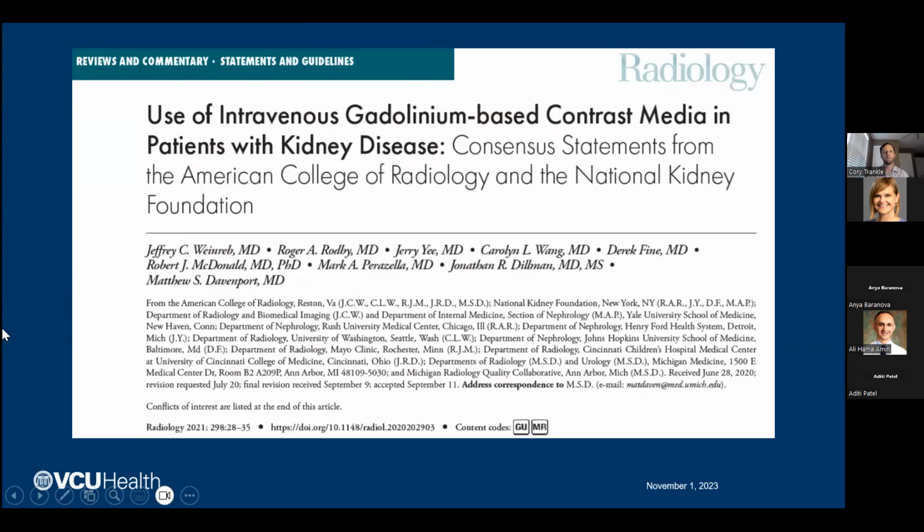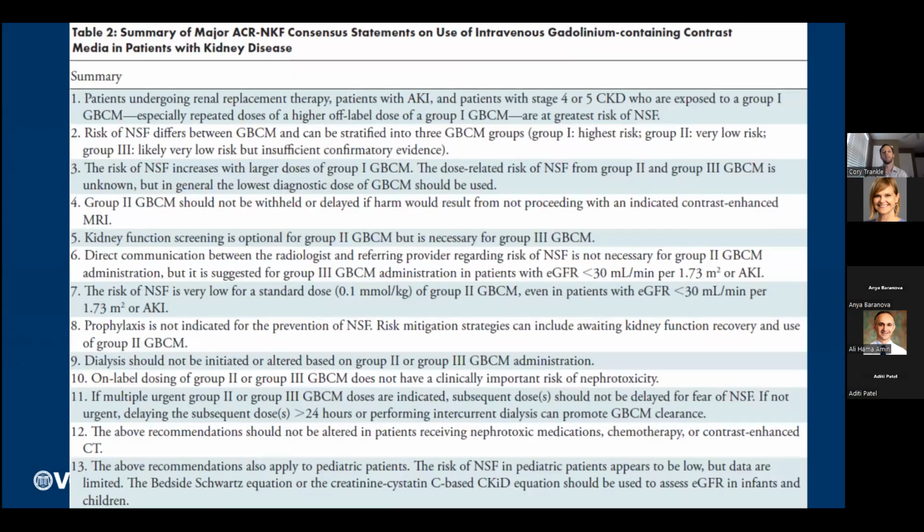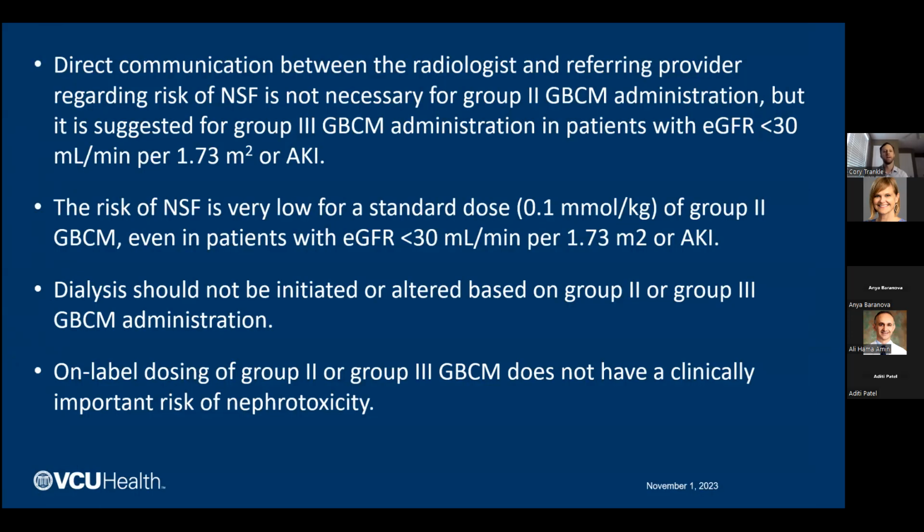There was a consensus statement published between the American College of Radiology and the National Kidney Foundation that addressed gadolinium-based contrast media in patients with kidney disease. And they had 13 take-home points that I'd encourage you to read because I think they're very clinically relevant. I pulled out a few of them, which is that direct communication between the radiologist and the referring provider regarding risk of NSF is not necessary for group 2 agents, but it is suggested for group 3 agents in patients with GFR less than 30 or AKI.